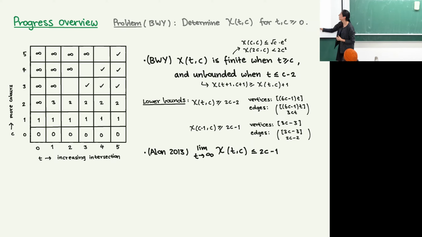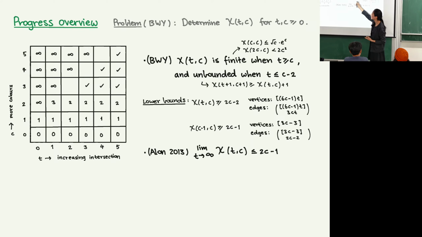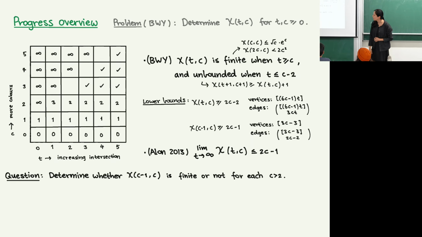On the other hand, in this case, they weren't even able to show that the number was finite. So this is a question that they left open. They just asked, determine whether chi c minus 1, c is finite or not for each c greater than 2.